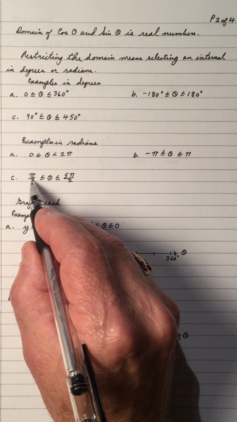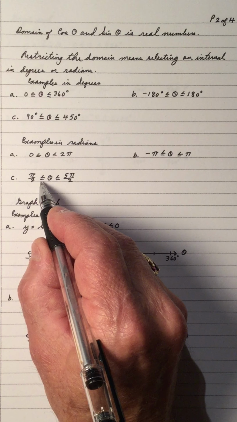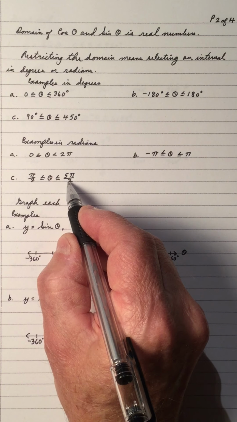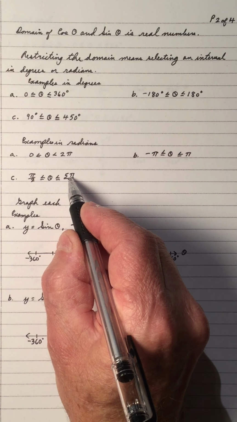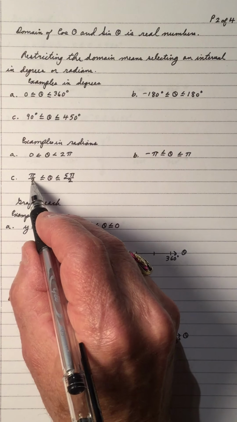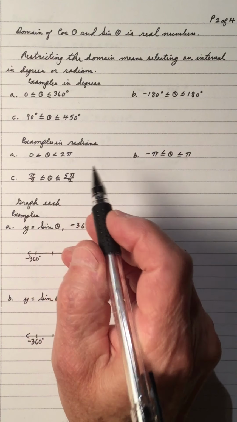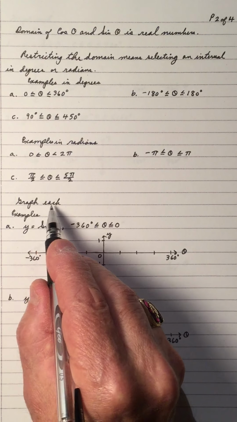C: this one is between pi over 2, which is 180 over 2, which is 90, less than or equal to theta, less than or equal to 5 pi over 2. Notice pi over 2 is 90. This is 5 90s, and 5 times 90 is 450. So in degrees, it's between 90 and 450, but we have it in radians. So let's look at some examples of graphing.